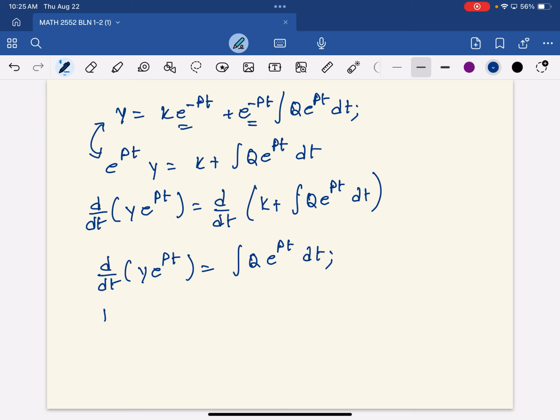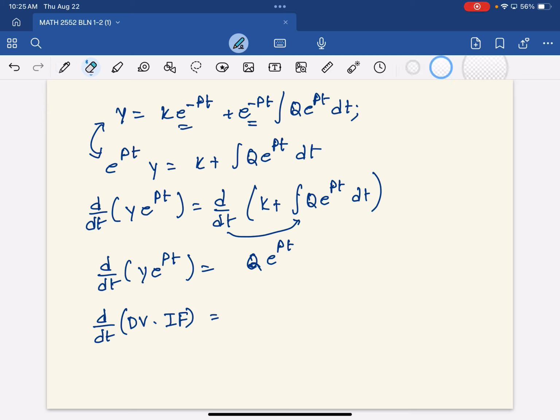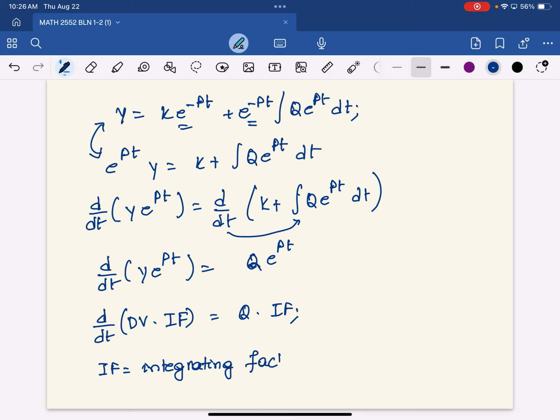So what is this? This is d by dt of the dependent variable times the integrating factor. The derivative of k is 0, and the derivative of the integral is the function itself, because by the fundamental theorem of calculus, you will just get the function itself. So you would just get q times e to the pt. So this is going to be q times the integrating factor. And how do I get the integrating factor? The integrating factor is nothing but e to the integral p of t dt.